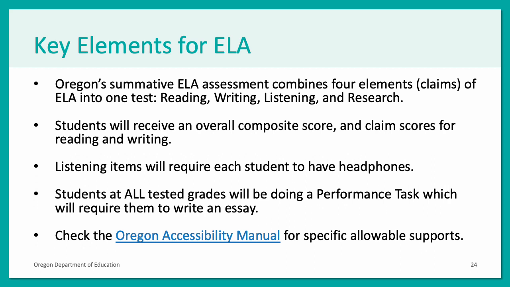The OSAS ELA test combines 4 elements, or claims, of English Language Arts into one test: reading, writing, listening, and research. Students will receive an overall composite score as well as claim scores for reading and writing. As in previous years, listening items will require each student to have a headset. Students at all tested grades will be required to participate in a performance task, which will require them to write an extended essay. Please check the Oregon Accessibility Manual for specific allowable supports.